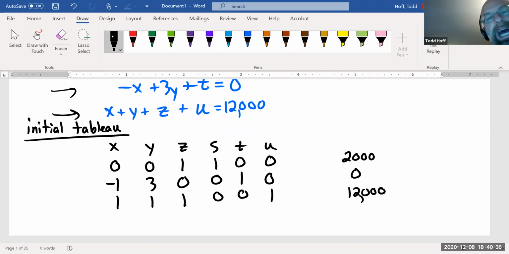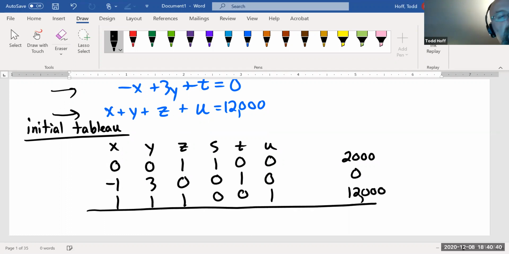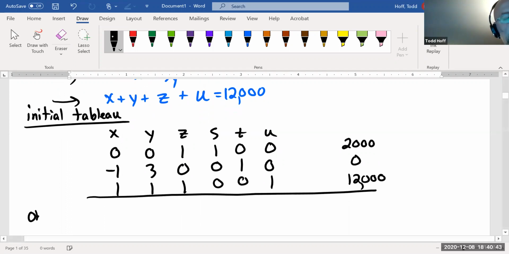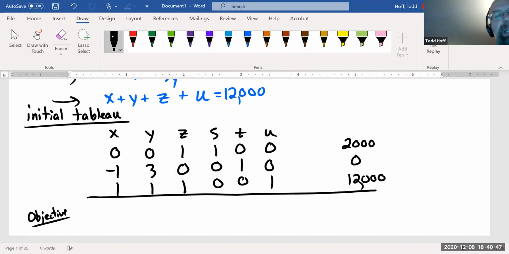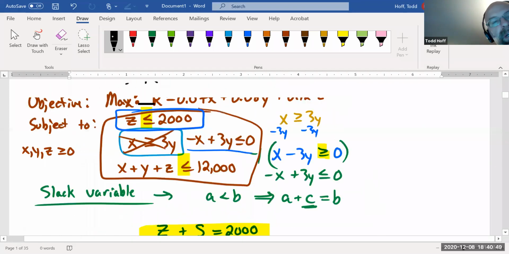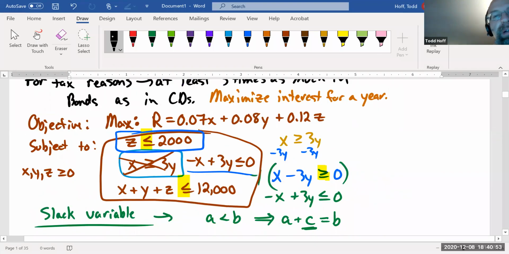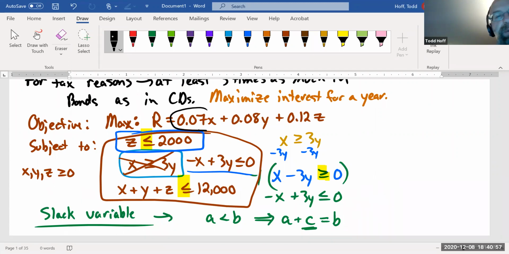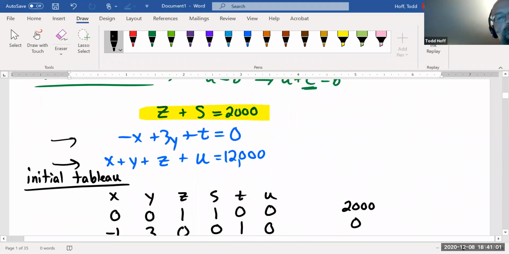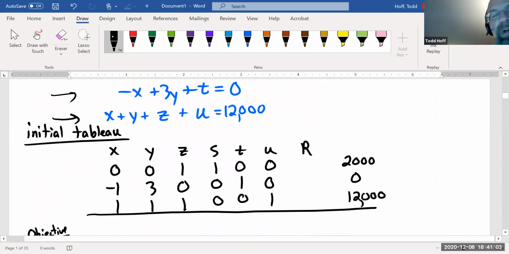Now I left a gap there because we're going to put a line across here, and below the line, we're going to put our objective function. But the objective function has to be solved. We have to change it so that the right side of the function is 0. So that means we're going to just subtract all of these and put them on the left side. Our last column here is going to be labeled R.